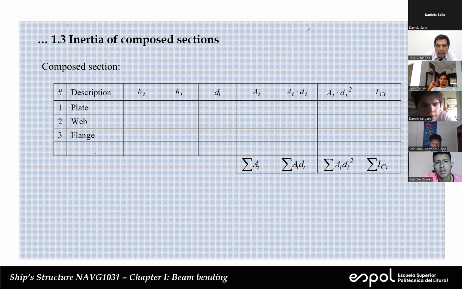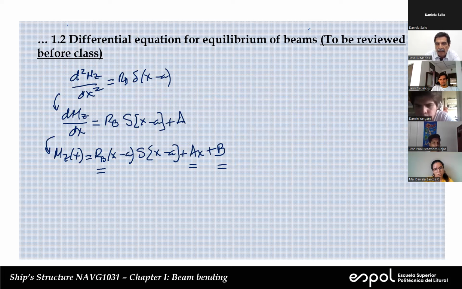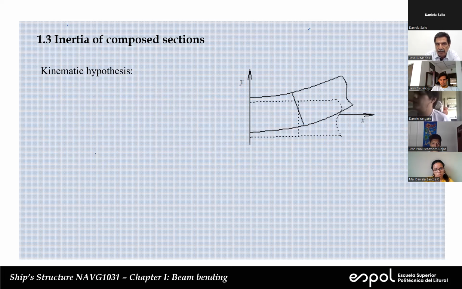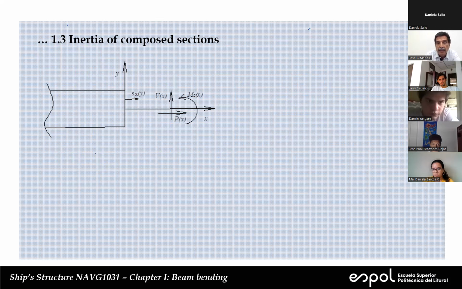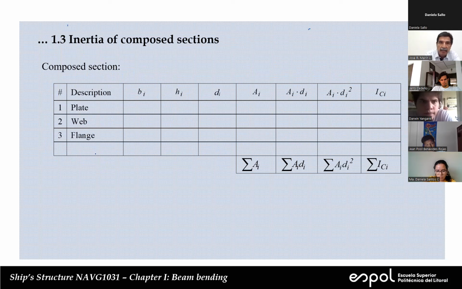So for tomorrow, at what time is the class? Anybody? What time is the class tomorrow? 7 a.m. to 11:30. 10:30. Okay, at 10:30, we're going to review this kinematic hypothesis. Well, first I'm going to check the values of these constants, okay? Then I'm going to ask you to explain to me, what is the kinematic hypothesis? And then we're going to deduce an expression for the normal stress in beam bending. And in this expression will appear the inertia. And then we're going to review how to calculate the inertia of composite sections. Okay? All of that for tomorrow.